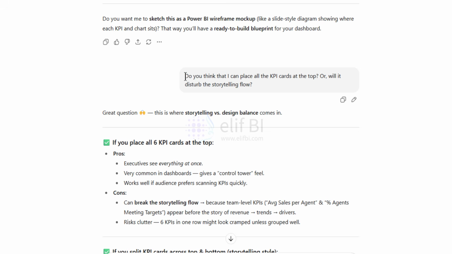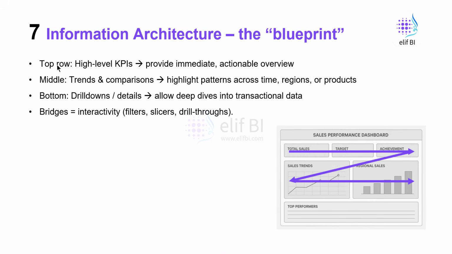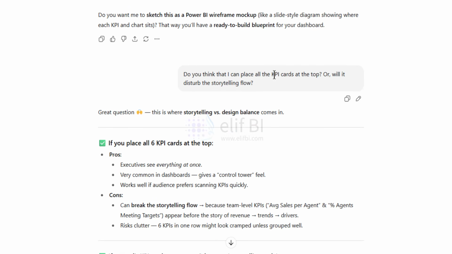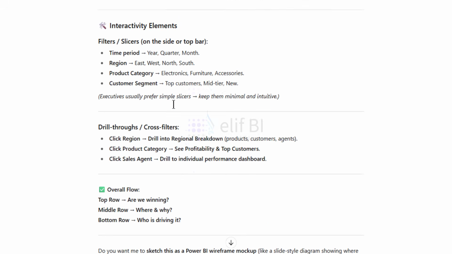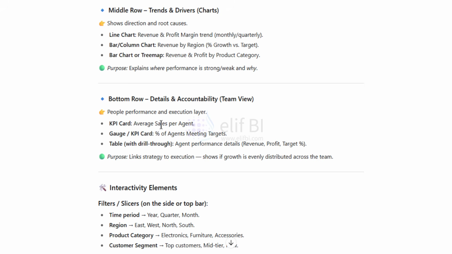And now, just out of curiosity, I ask it slightly different questions. So if we go back to the slide, what we were saying is that in the top row, I have to place all the high level KPIs. And in the middle, it's just trends and comparisons, right? So there are no KPIs at the bottom. So what I'm asking here is, do you think that I can place all the KPI cards at the top, or will it disturb the storytelling flow? Because it's telling me that I have to place one KPI card, in fact 2, about the sales agents.